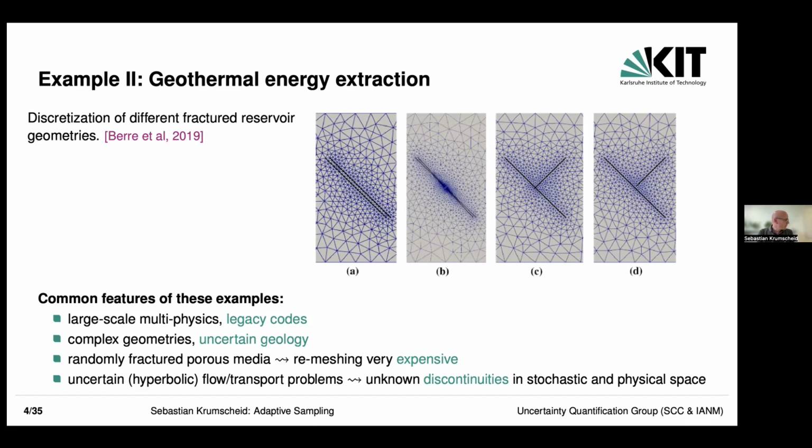And in fact, when you combine these kinds of flow or transport-like problems, where you expect to have discontinuities both in, let's say, some material properties, but also, if you think about hyperbolic equations that develop discontinuities in the solution space, combined with uncertainties, there will also be discontinuities in the stochastic domain. So what this means is oftentimes you know there may be discontinuities, both in physical and stochastic domain, but you have no idea where they are. Okay, so that's the tricky part.